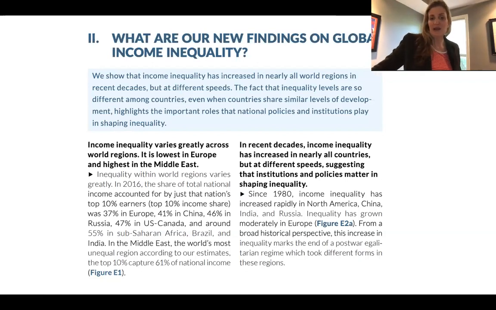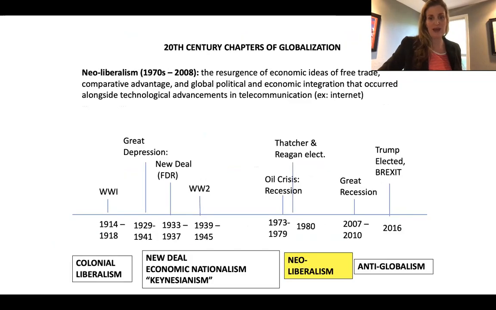In recent decades, income inequality has increased in nearly all countries, but at different speeds, suggesting that institutions and policies matter in shaping inequality. Since 1980, income inequality has increased rapidly in North America, China, India, and Russia. Inequality has grown moderately in Europe. I want you to listen to this: from a broad historical perspective, this increase in inequality marks the end of a post-World War II egalitarian regime, an equal regime focused on equality, which took different forms in these regions.